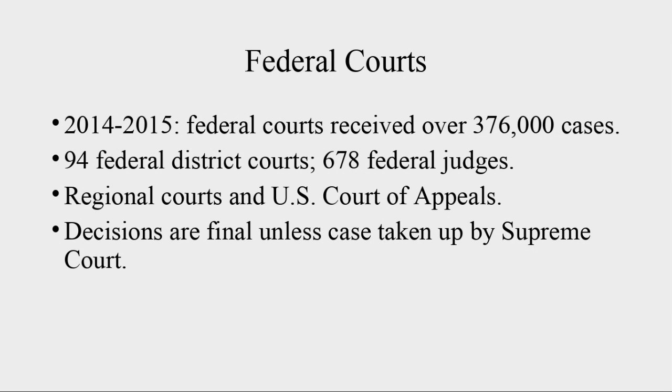There are 11 regional courts, plus the Washington, D.C. Circuit Court, and 12 U.S. Courts of Appeals. Each Court of Appeals has between 6 to 28 permanent judges, depending on the size of the court and their workload.